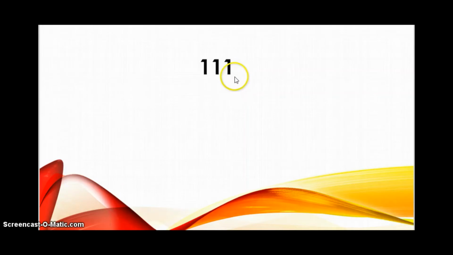The first step to convert a binary number to a decimal number is to note down the place value of each digit. So this is the ones place. The value is 2 raised to the power 0. This is the value of the ones place. This is the tens place. The value is 2 raised to the power 1. And this is the next place. The value is 2 raised to the power 2.